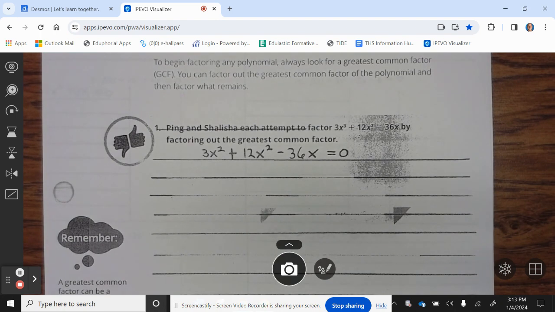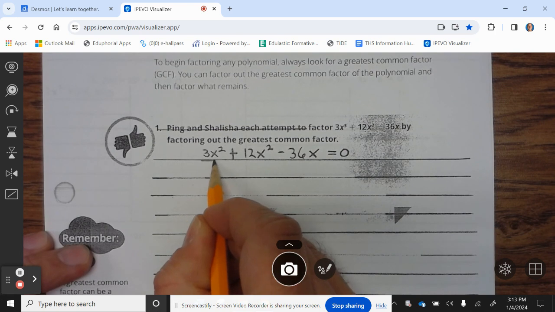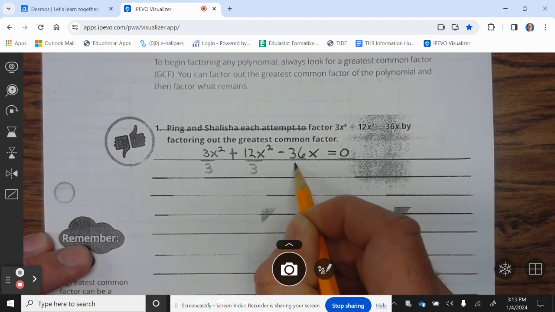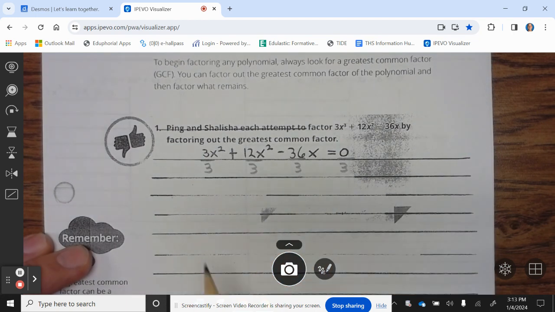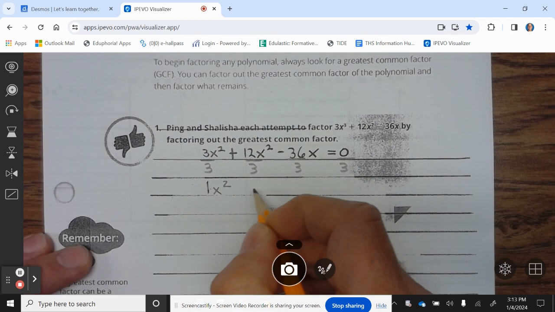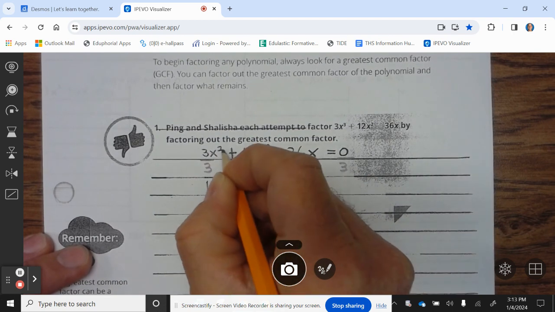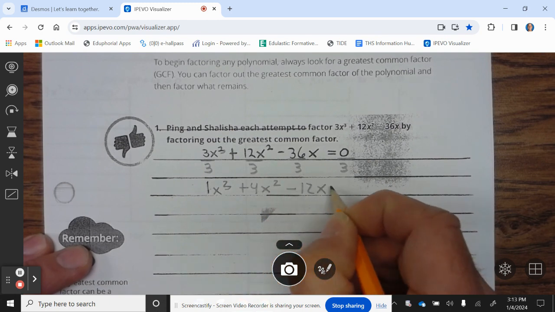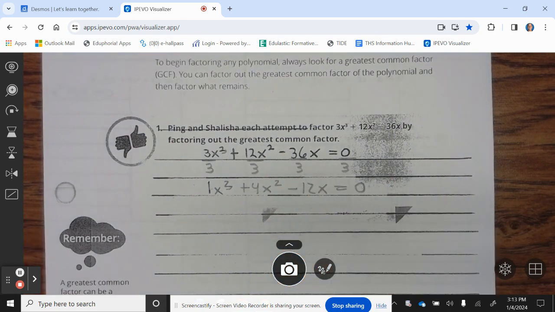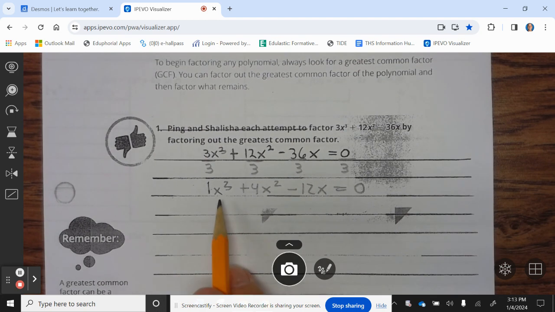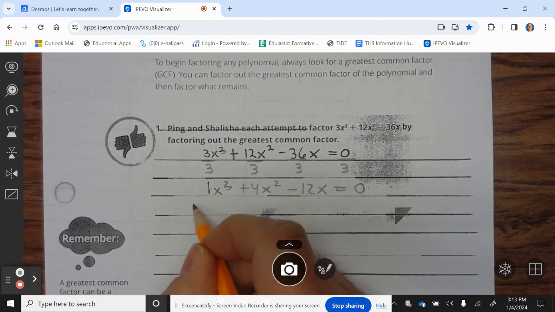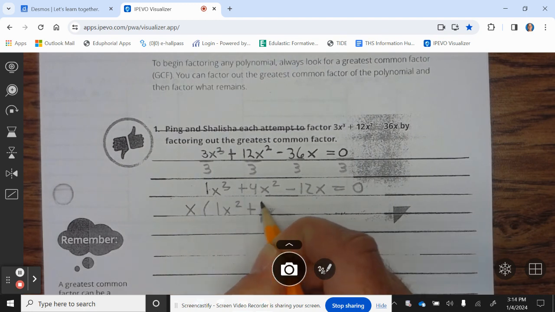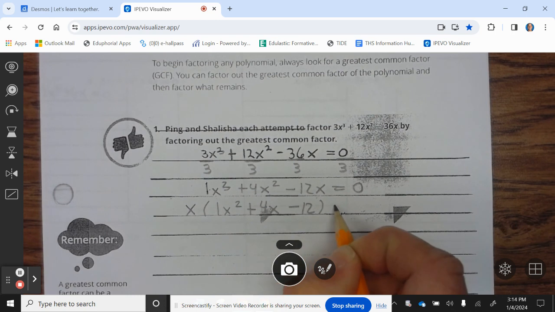Factor out the greatest common factor. Okay, so we're going to factor out a 3 by dividing everything by 3. 3 divided by 3 is 1x squared. 12 divided by 3 is plus 4. I'm sorry, that should be a cubed. 4x squared minus 12x equals 0. Now you factor out the greatest common factor. Let's go ahead and factor this. We see that they all have an x, so we can factor out an x, which leaves 1x squared plus 4x minus 12 equal to 0.